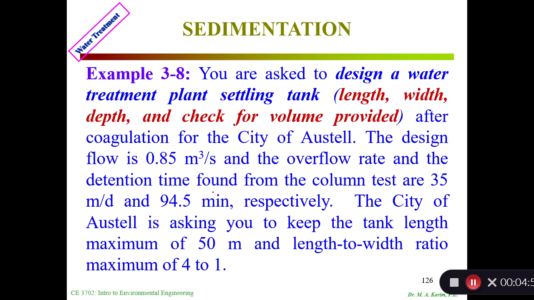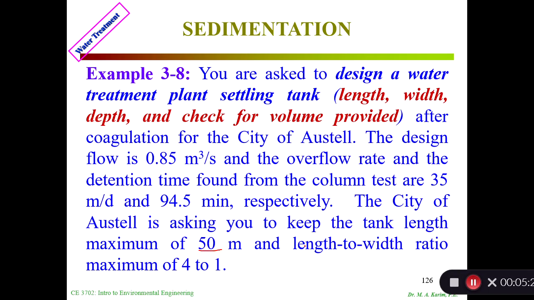So this is another problem. You are asked to design a water treatment plant settling tank length with depth and check for the volume provided after calculation. The design flow is 0.85. Overflow rate and detention time from the column test are found to be 35 meter per day and 94.5 minutes respectively. The city is asking to keep L max at 50 meter, and the length to width ratio is 4:1. So this is the problem, right?